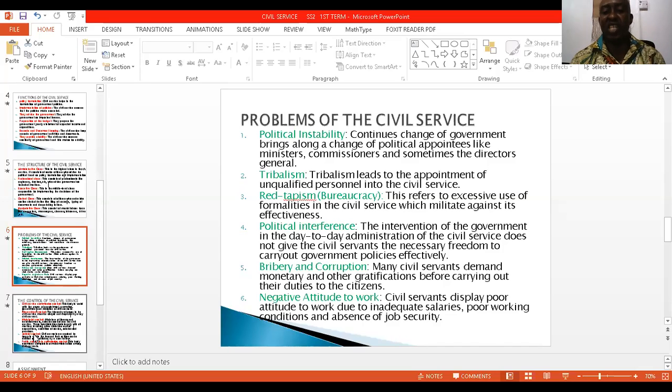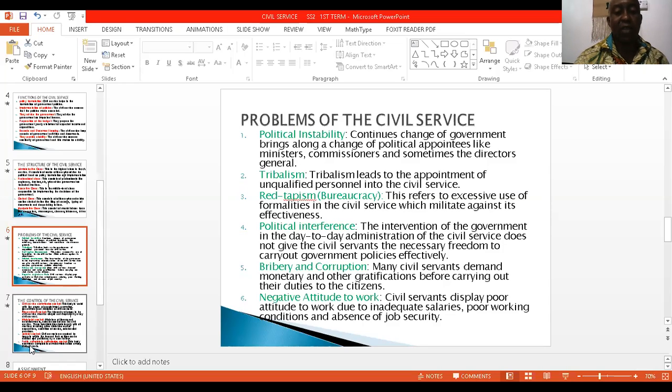When there's continuous change of government, this government will come, and it may not be the government that will come again, so they will come along with different changes. Those people we are working with, the political appointees like the directors general that control the ministry, might be changed. Most of their programs and policies, you may not follow again. You try to adjust to the incoming one, or the one already on ground. It may not be suitable to some people. You may not find it easy to follow. All these are the reasons why there are problems in the civil service.